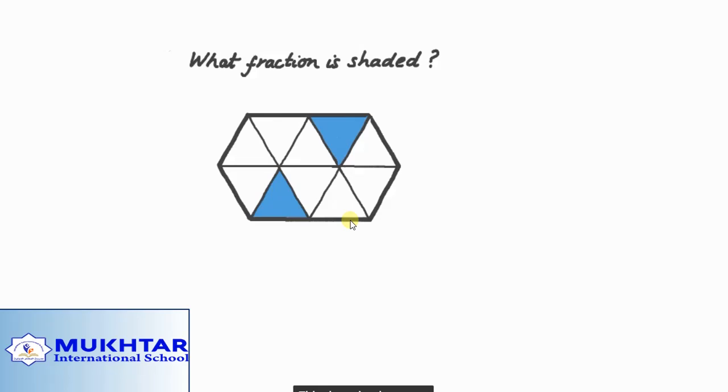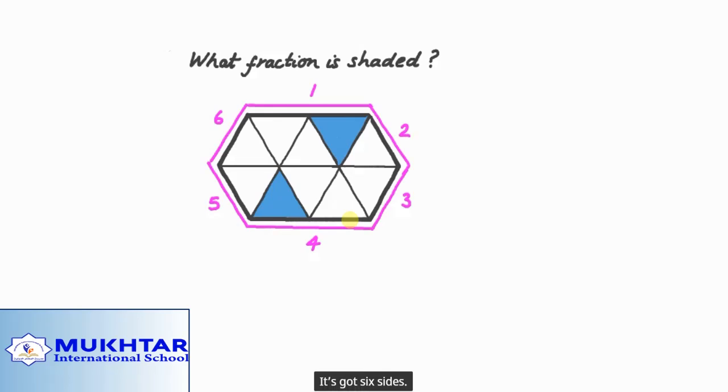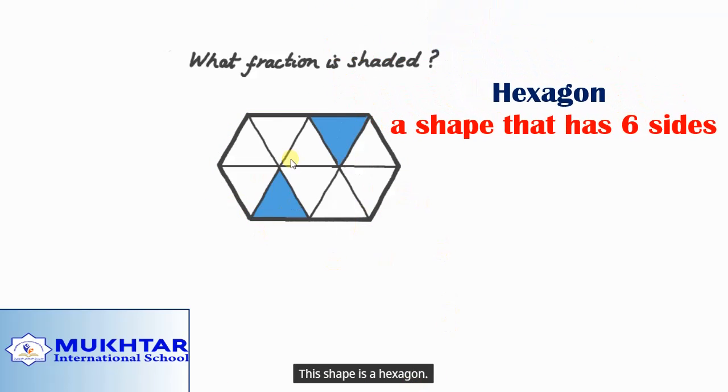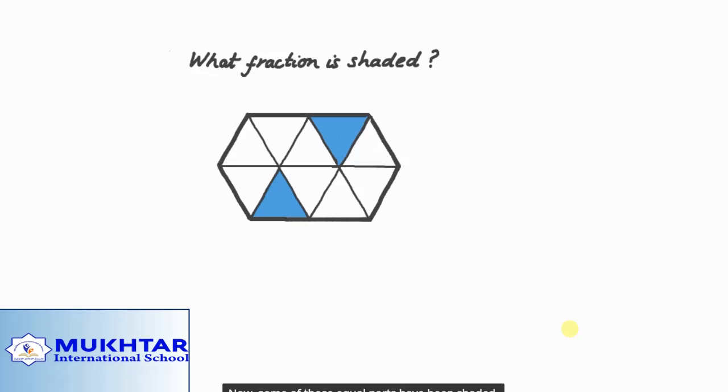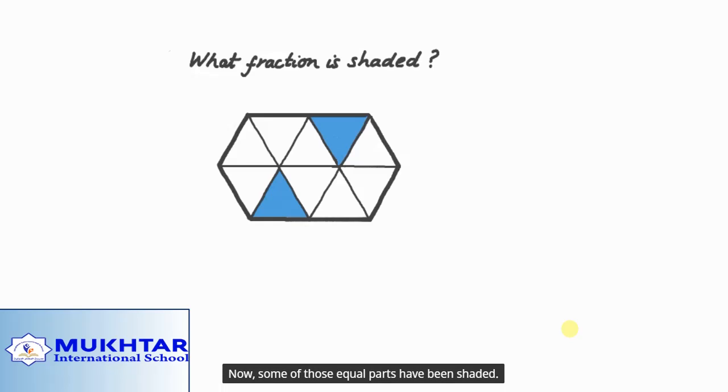Now let's ask a question. What fraction is shaded? This shape is a hexagon. It's split into equal parts, and they are all triangles. Some of those equal parts have been shaded. As you can see here, these two parts are shaded. And we're asked in this question, what fraction of the shape is shaded?